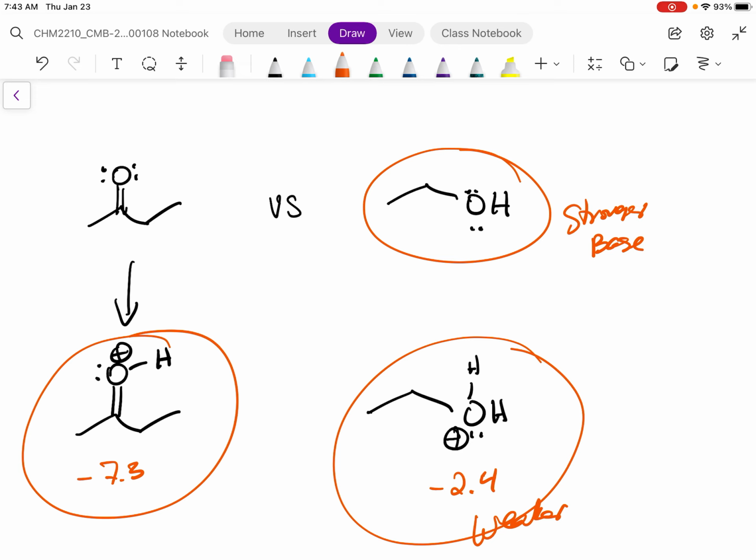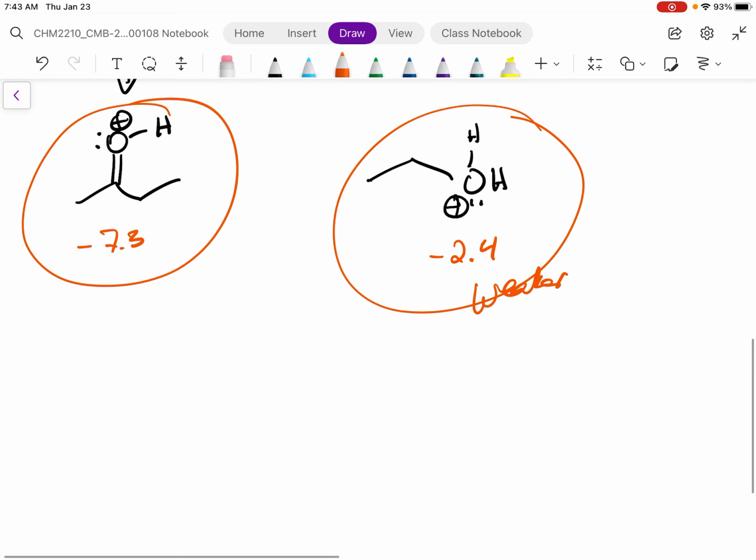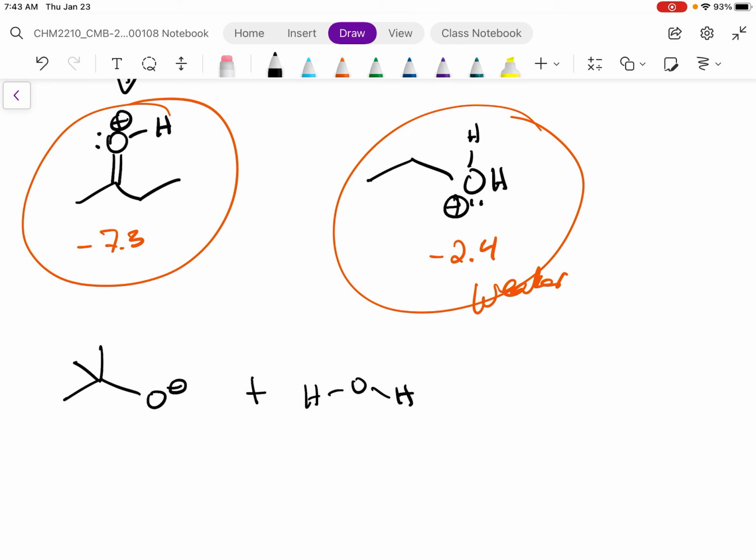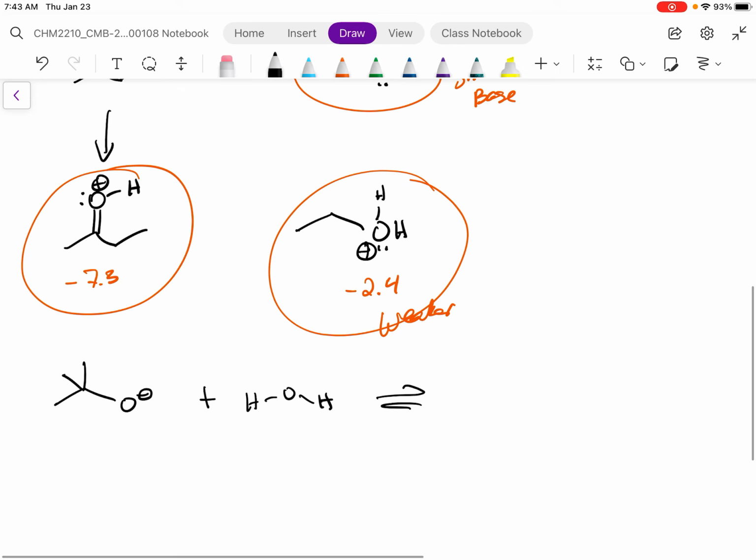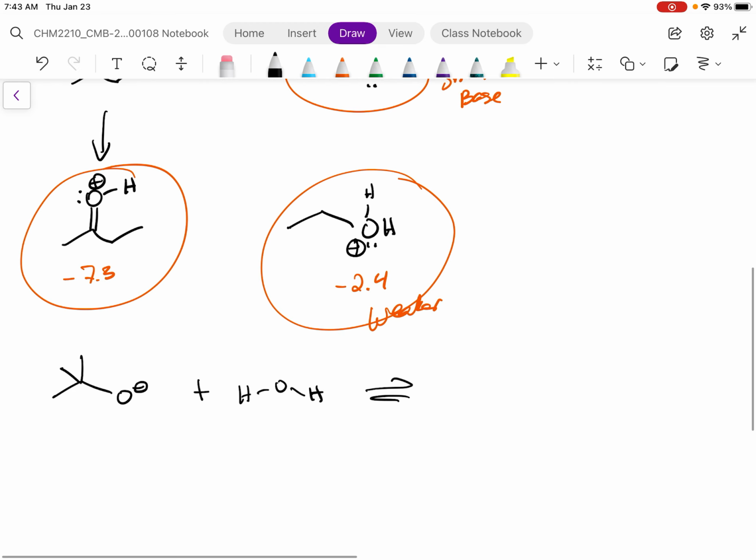Now, once we can identify weaker and stronger bases and acids, we can apply that to a situation when we come to equilibrium. What if I have tert-butoxide plus water? Well, let's expand out the water so it's a little bit easier to see. Okay, so if we have that, how's the reaction going to proceed? What's going to happen? What do the products look like?